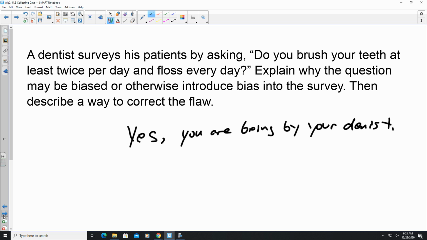So I would say that using an anonymous questionnaire would be your best bet, because then there's no form of embarrassment or something like that. People are more apt to answer more truthfully than when being asked directly by their dentist.